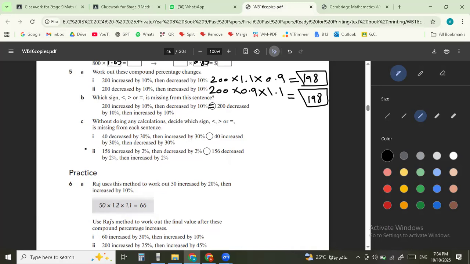Here 10%, 10%, here 10%, 10%. But in the first one, the increase happened first, then the decrease. Here, the decrease happened first, then the increase. Both of them are equal. Without doing any calculations, decide: 40 decreased by 30%, then increased by 30%, and 40 increased by 30%, then decreased by 30%. The same, yeah, Mr. Exactly. 156 increased by 2%, then decreased by 2%, and 156 decreased by 2%, then increased by 2%. Same thing exactly, Mr. Equal.